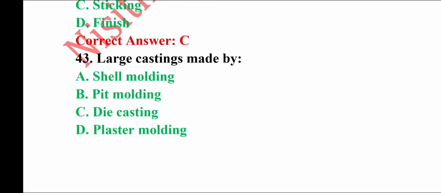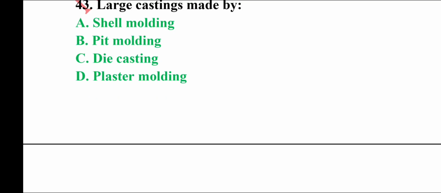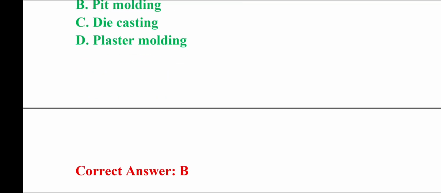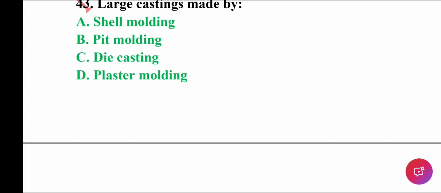Question number 43: large casting made by. The options are shell molding, pit molding, die casting, or plaster molding. The correct option is pit molding.